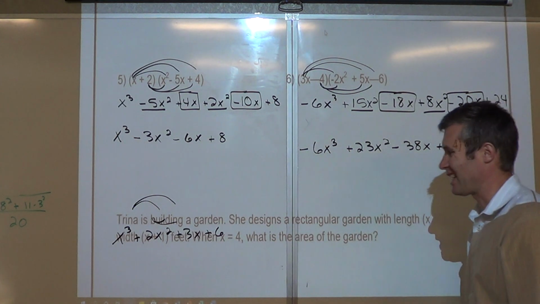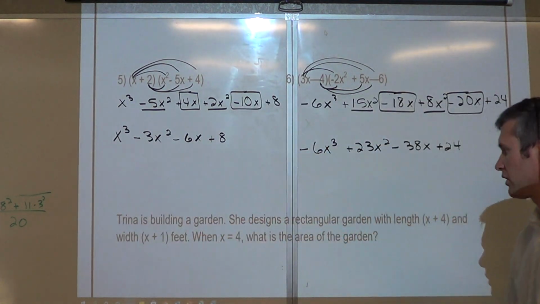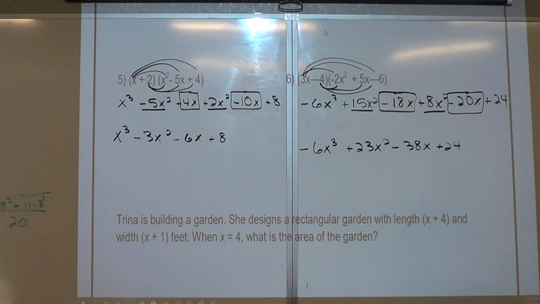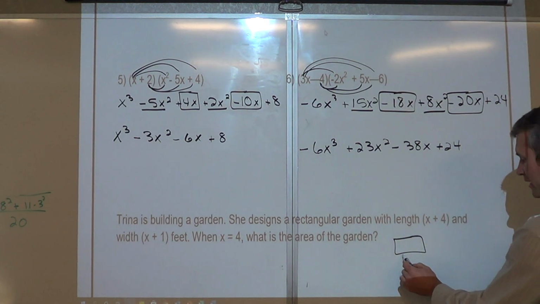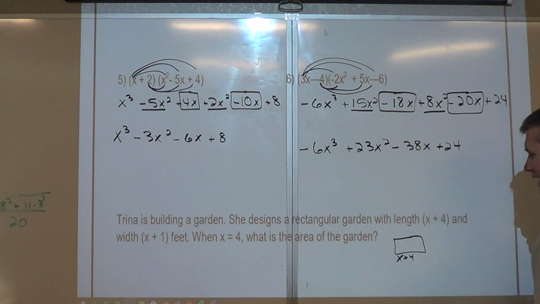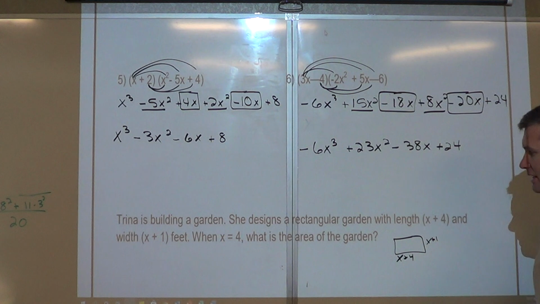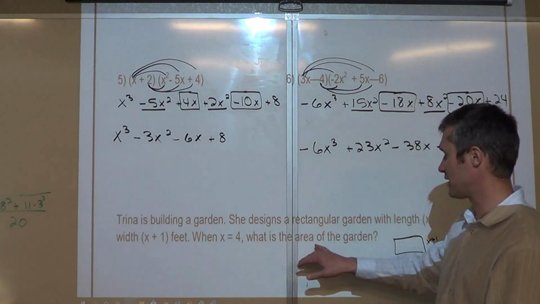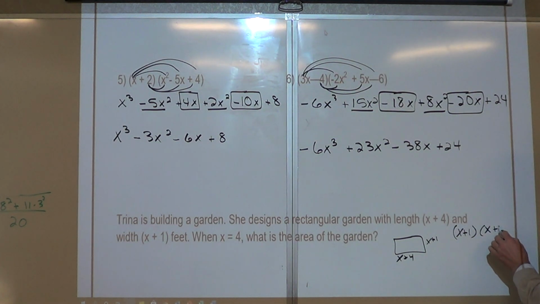As you go through. Last one I want to show you is area. It says Trina is building a garden. She designs a rectangular garden, so a rectangle, with a length of x plus 4 and a width of x plus 1. They say, when x is 4, what is the area of the garden? Area is length times width. So I'm multiplying x plus 1 times x plus 4.